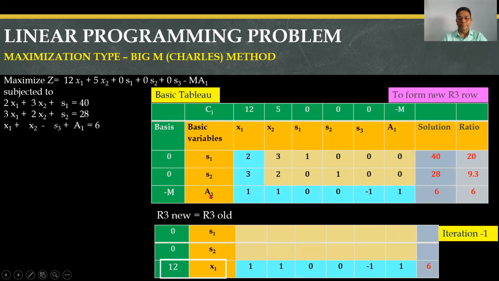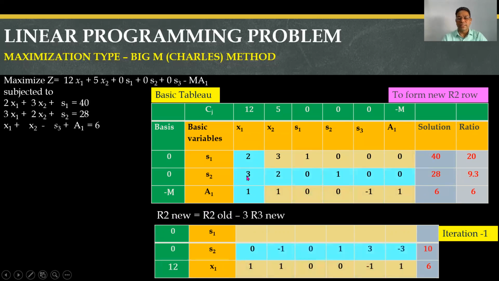We see here that A1 is now replaced by x1. Therefore, the A1 coefficient, that is minus m, will also be replaced by the x1 coefficient, that is 12 from the objective function. And since this entry is 1, we want this as 1. So this row is written as it is. So I have written R3 new is equal to R3 old.